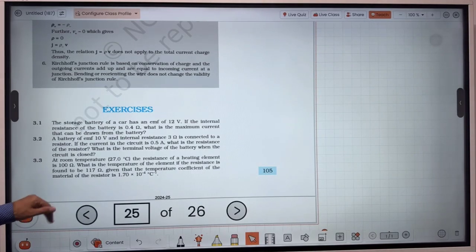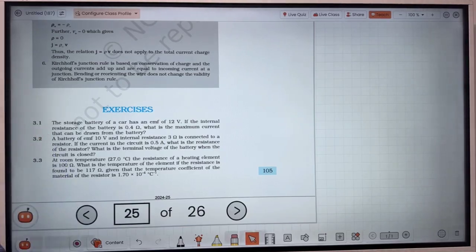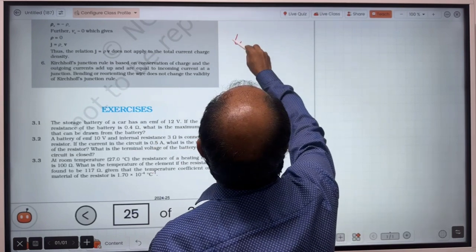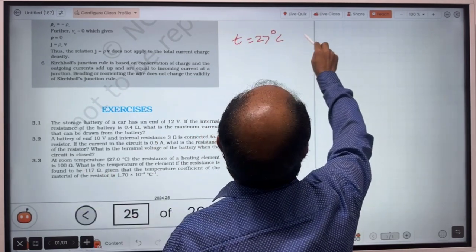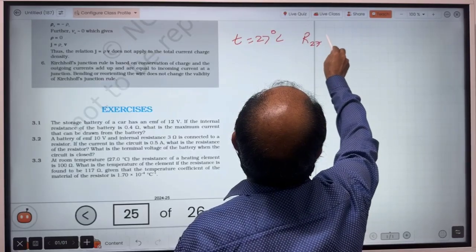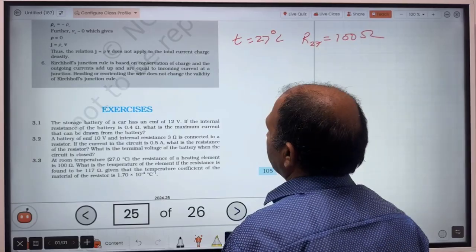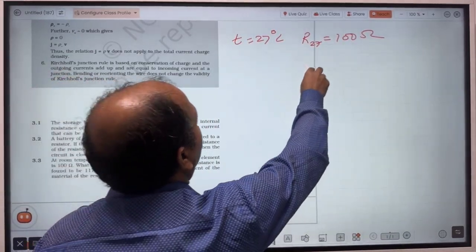There is the next question. The next question says, at room temperature 27 degrees centigrade, the resistance of a heating element is 100 ohm. So the condition is given. Let's write it. Temperature is given, T equal to 27 degrees centigrade initially, and resistance at that time is R27, say we denote it as 100 ohm. And then what is the temperature of the element if the resistance is found to be 117?